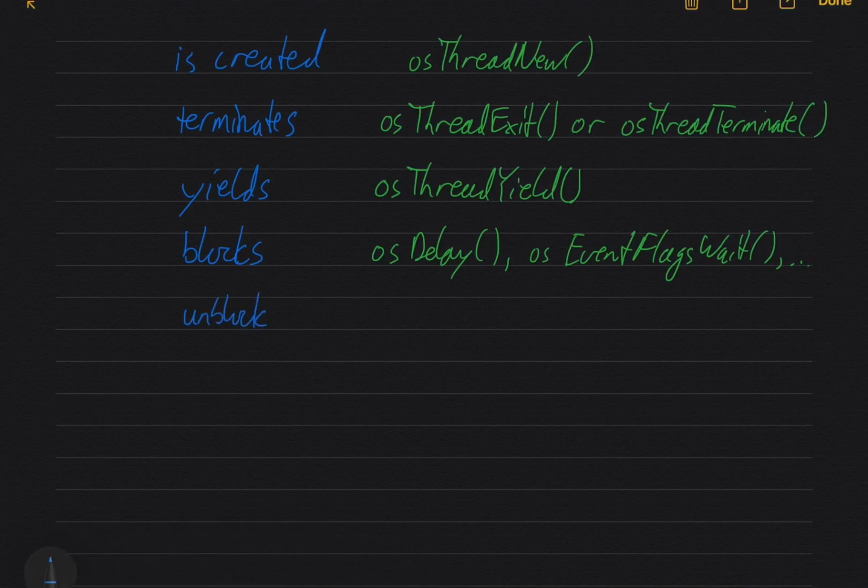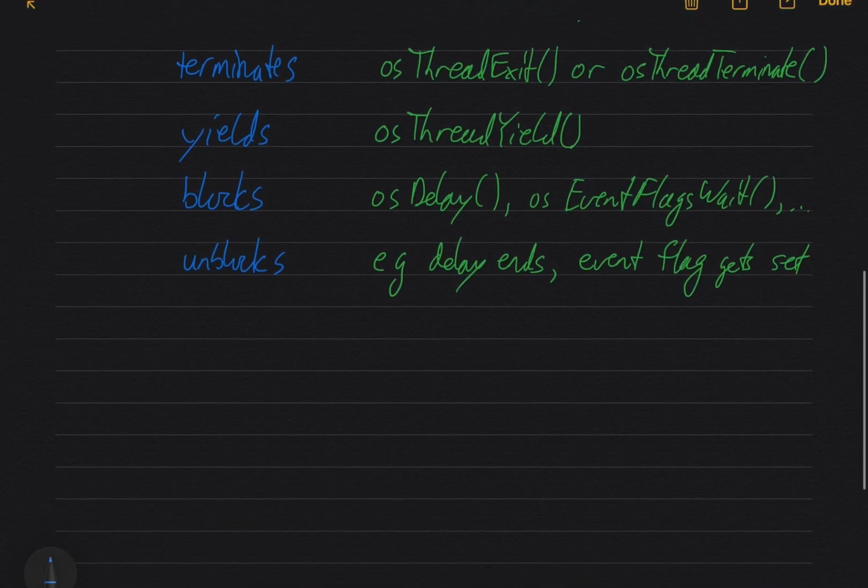When a thread unblocks, that's going to be as a result of the action of another thread or of an interrupt service routine. I don't have a call here, but something like the delay ends, so you specify it to delay for a second and the second's up, or the event flag that the task is waiting on gets set, say by an ISR in our example that we just looked at. And finally, a task finishes its time slice. So if you have multiple tasks of the same priority and they're all ready to run, they'll each get a time slice, and then they'll be suspended until their next time slice.